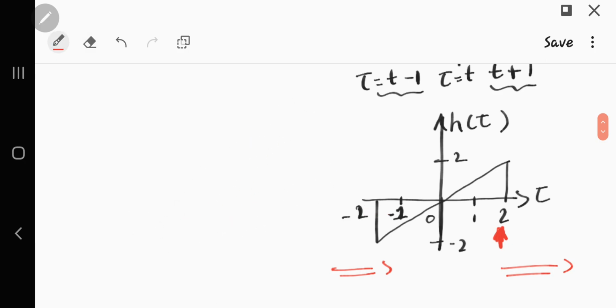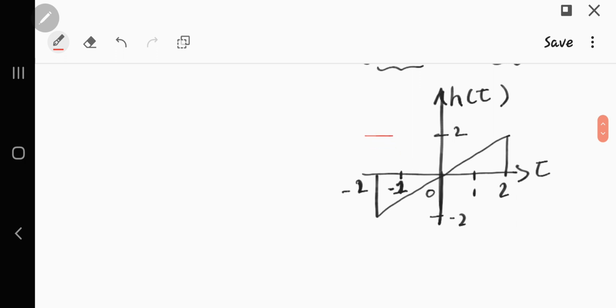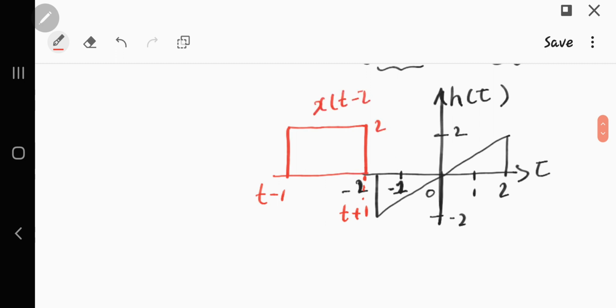So first I have to figure out where there is no overlapping happening, because while plotting y of t, it is necessary to know from where the signal exists and where the signal doesn't exist, at which limit. Okay. So I will place this end, that is t plus 1. This end is t plus 1 here, and this is t minus 1 here. This is my x of t minus tau.